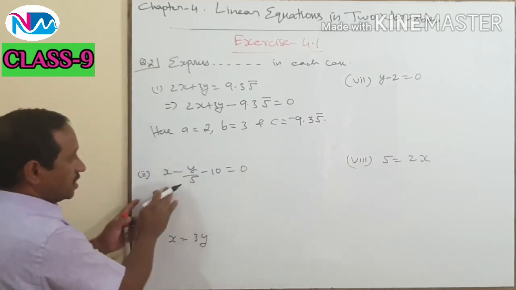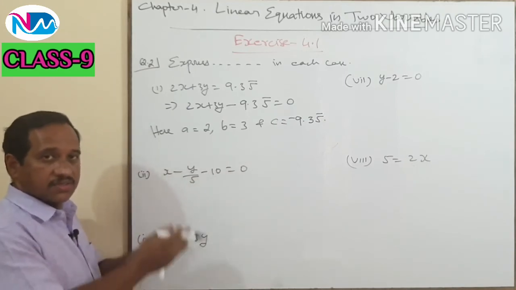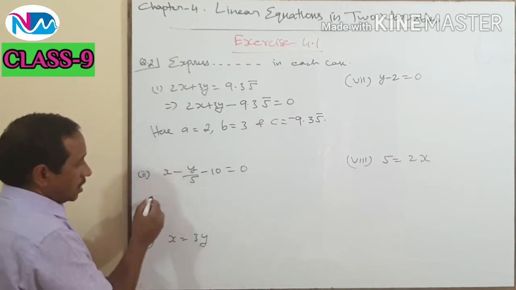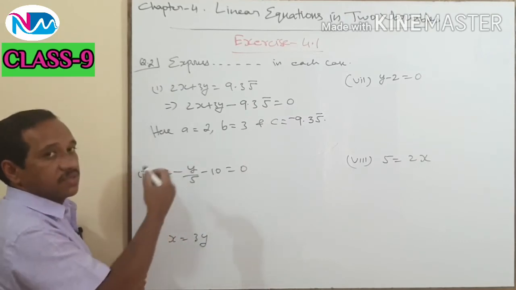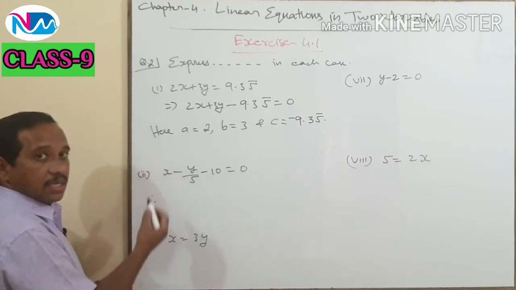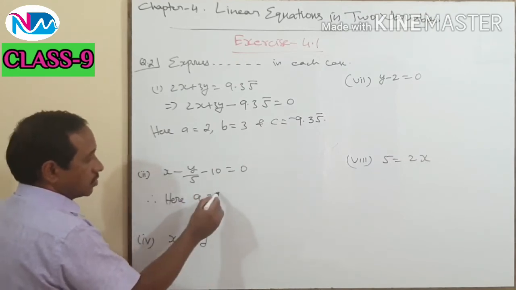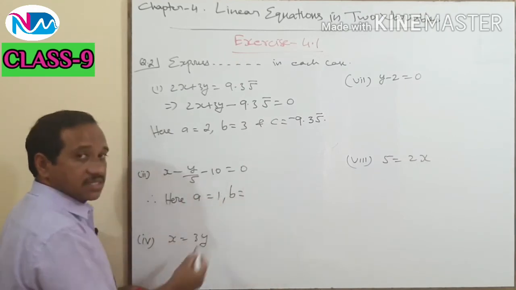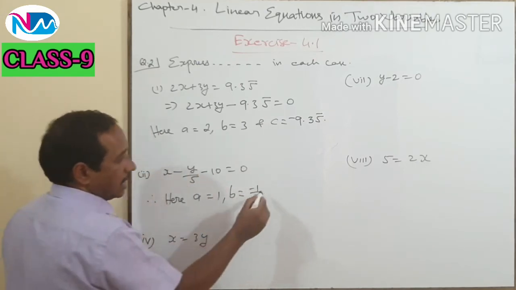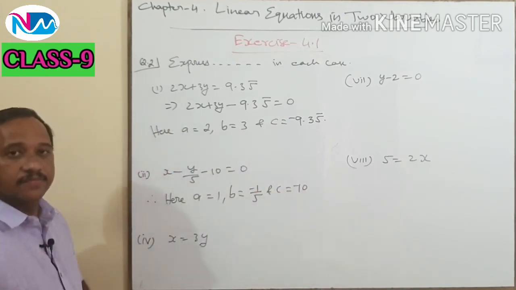The second equation given is x minus y by 5 minus 10 is equal to 0. It is already in the standard form because the RHS is equal to 0. Therefore, on comparing it with the standard form, ax plus by plus c is equal to 0, a means the coefficient of x, so here it is equal to 1. b is the coefficient of y, here it is minus 1 by 5. And c is the constant term, so it is minus 10.